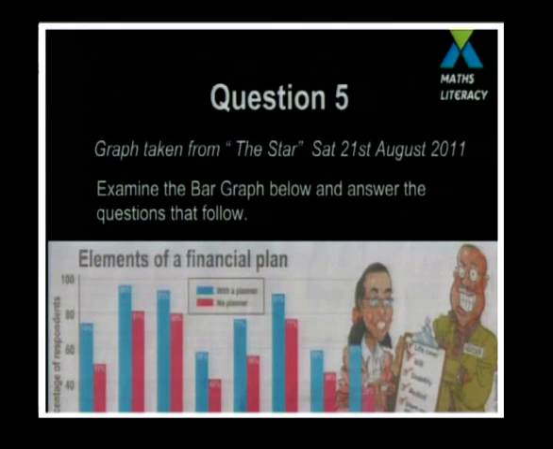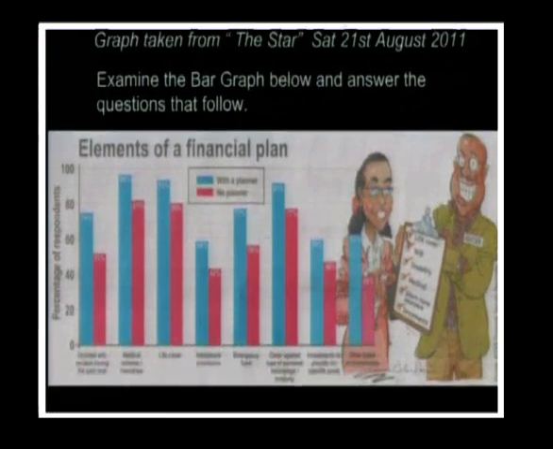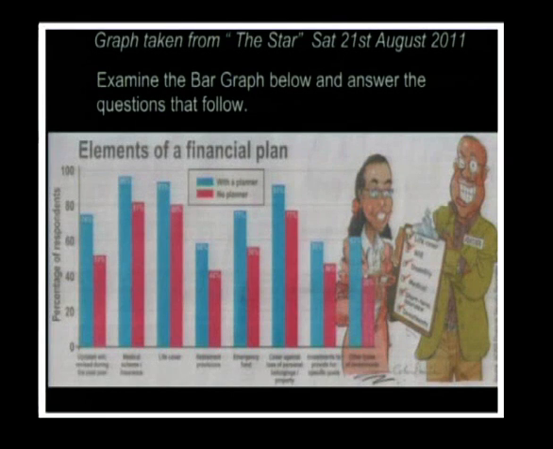We're on to our very last question, and this is question number 5. Here we have a graph taken from the Star newspaper in August 2011. Let's have a look at what this bar graph does. And it's a very nice example of a compound bar chart. On the left-hand side, we have percentage of people who have responded to a questionnaire. And on the bottom, we have several categories of financial information. For example, whether people updated their will during the past year, whether they have a medical insurance or medical aid, whether they have life cover, retirement provision, an emergency fund.